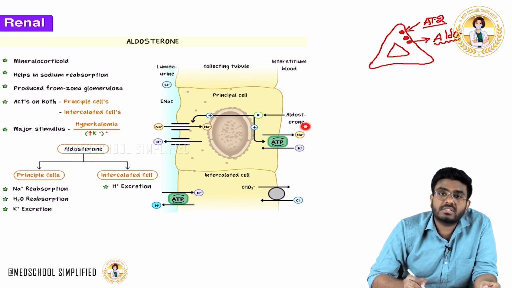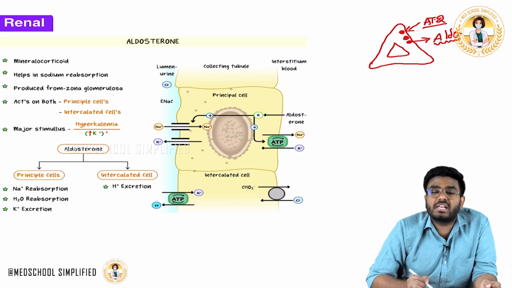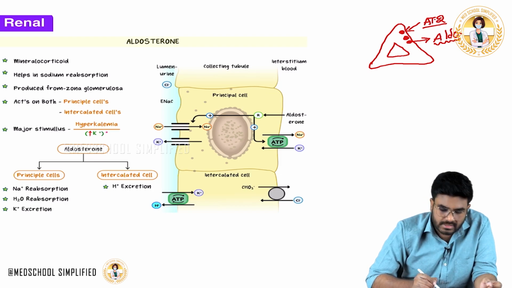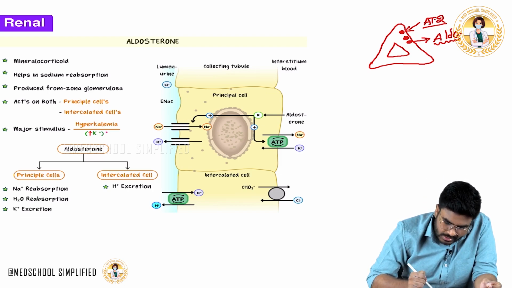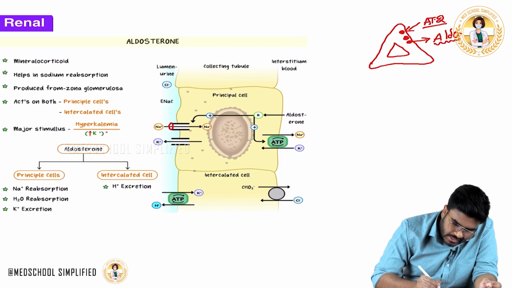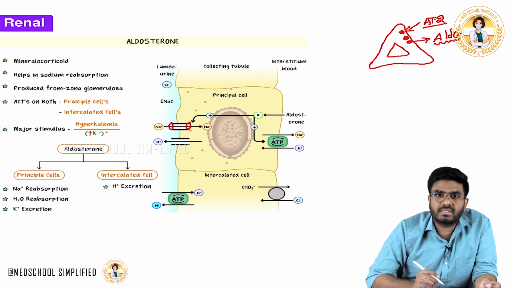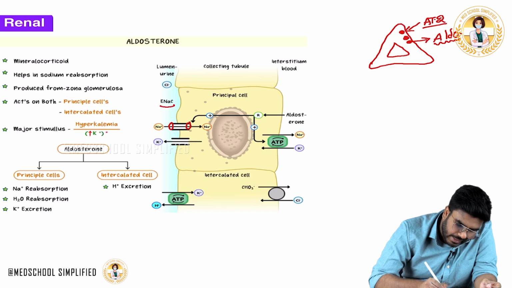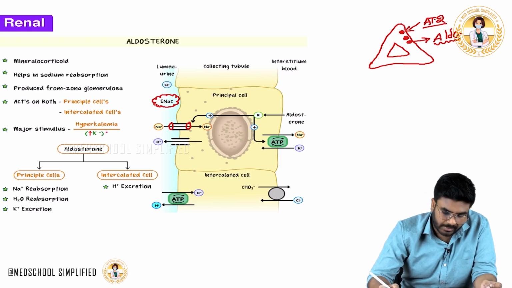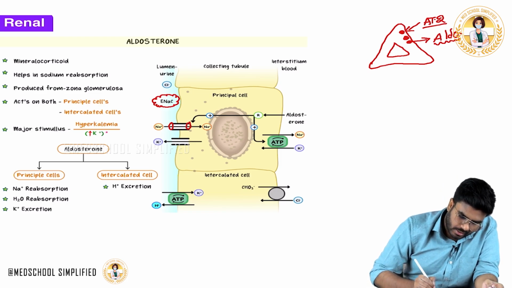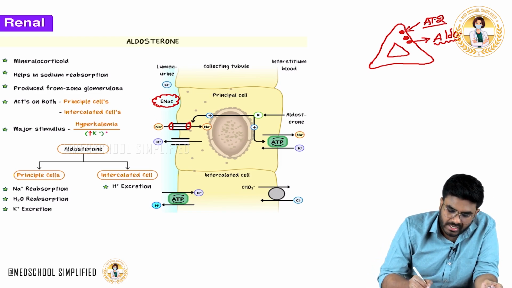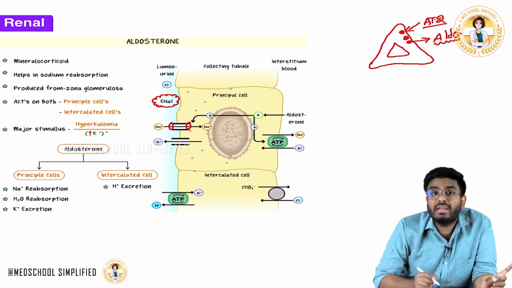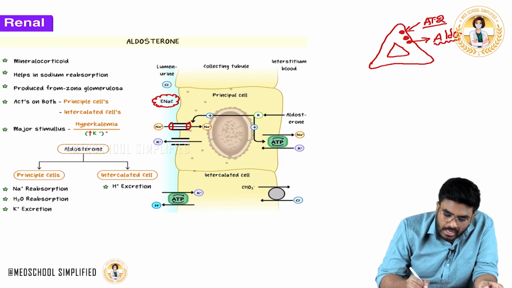So under the influence of aldosterone, new protein channels are being synthesized. Now what are those new proteins? These proteins are nothing but channels. Which channels? These channels are called ENaC, epithelial sodium channels. Now, what is the function of this epithelial sodium channel? Only whenever there is aldosterone, in that condition, these channels are produced.